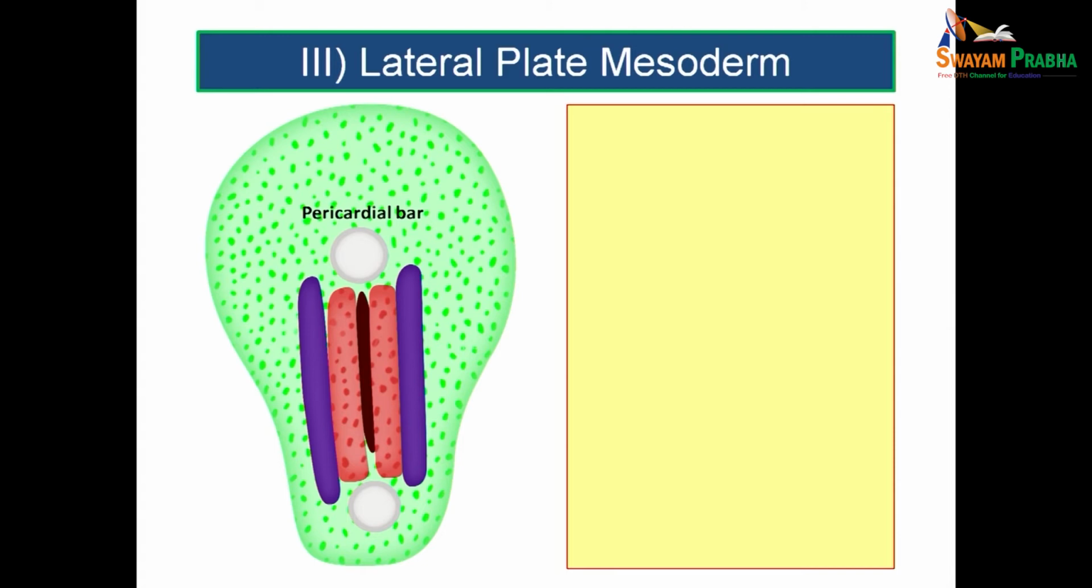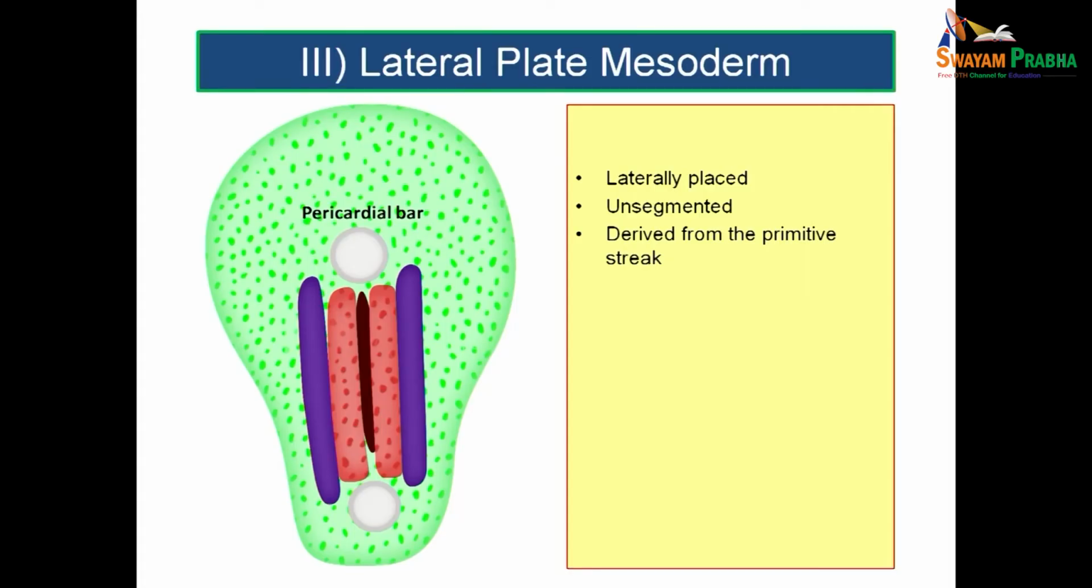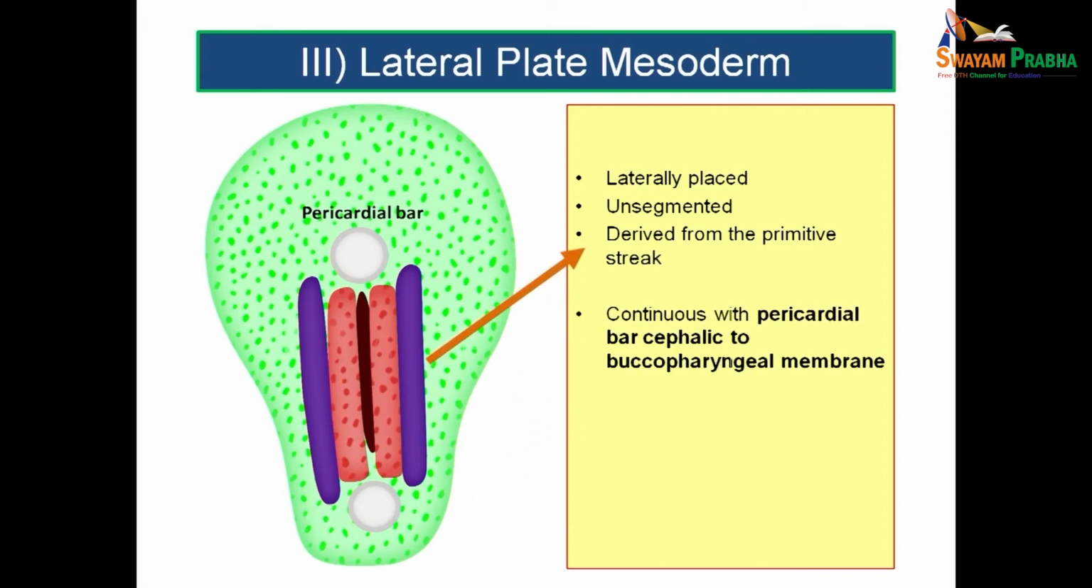So, if you consider the intraembryonic mesoderm, we just discussed the paraxial and intermediate. Both are roughly longitudinal collections of mesodermal cells, whereas the remaining mesoderm, which is occupying the entire germ disc, you call it the lateral plate mesoderm, and they will be lying laterally. They are usually unsegmented, and they are derived from the primitive streak. So, the primitive streak is actually giving rise to the intraembryonic mesodermal layer. So, the lateral plate mesoderm will obviously be coming from the primitive streak.